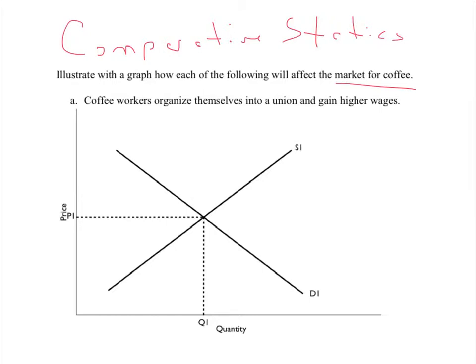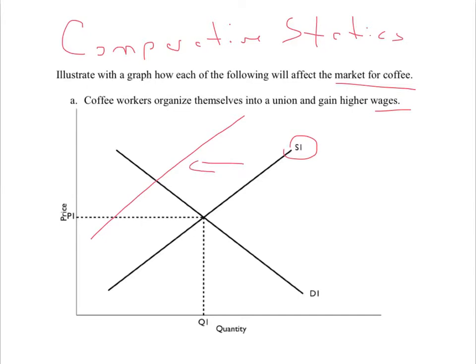Well, this is going to affect the supply of coffee, and here's why. Coffee workers are an essential input or an ingredient in the production of coffee. And the wage that these workers are paid, this is the cost to coffee growers. And so higher wages mean higher costs, and this means that the coffee growers' ability to produce and sell coffee is diminished, and so we will see a decrease in the supply of coffee.